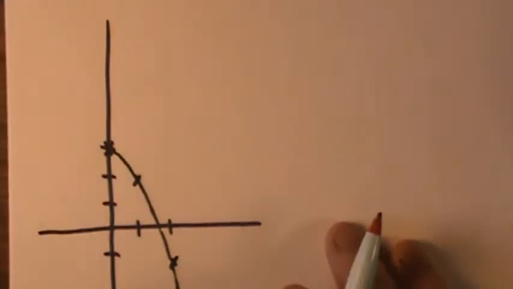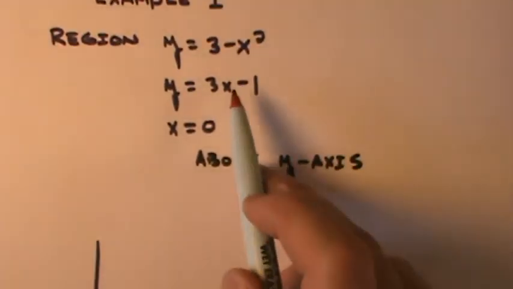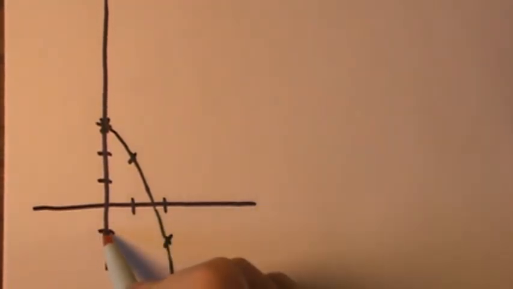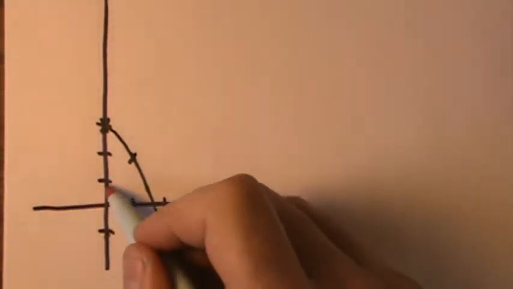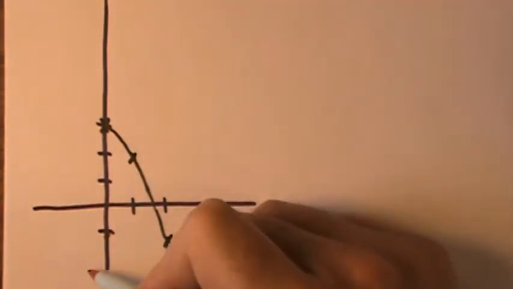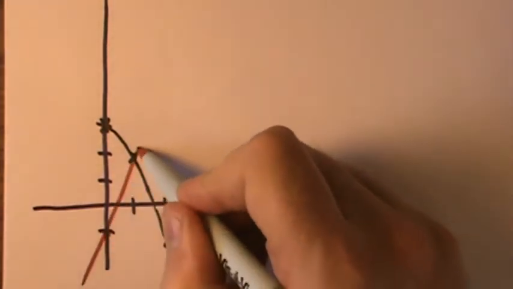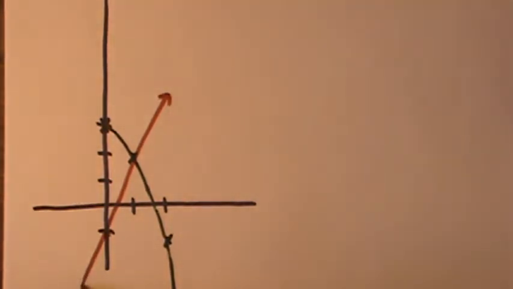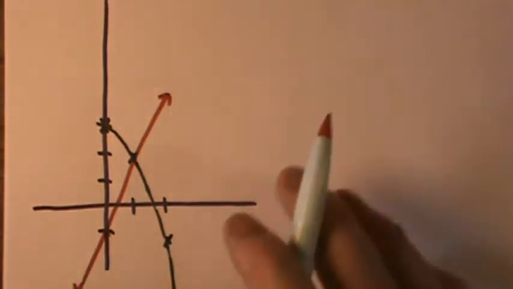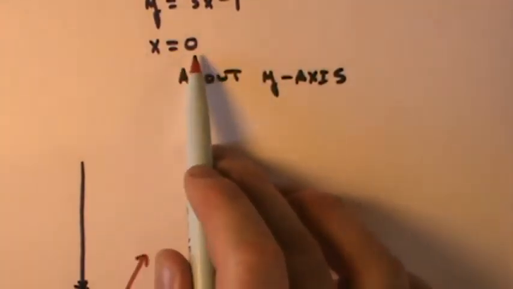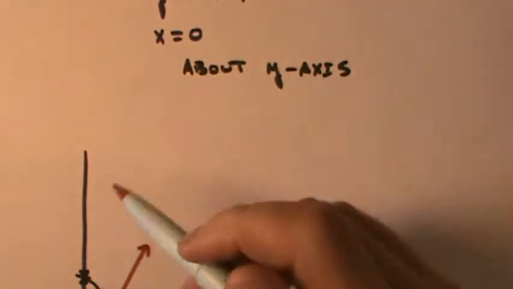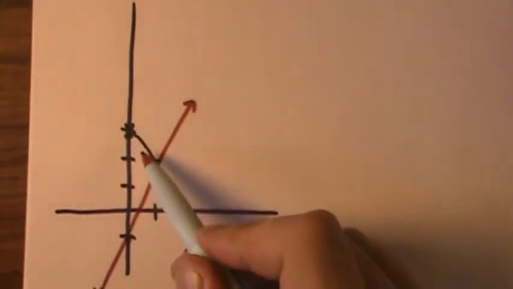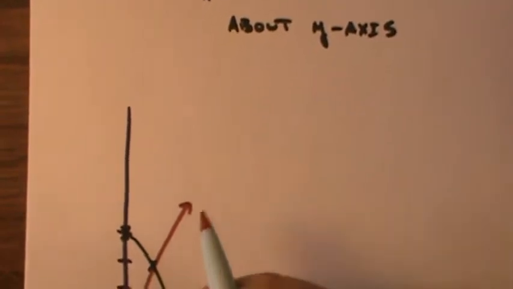And then I have a second curve. Happens to be a line. It says y is equal to 3x minus 1. So I start 1 unit beneath the origin. Up 1, 2, 3, right 1. So I get this line. Looks like this. And they tell me to also consider x equals 0, which would be the y-axis. So it's this triangular region right here, this triangular region that they want me to revolve about the y-axis.